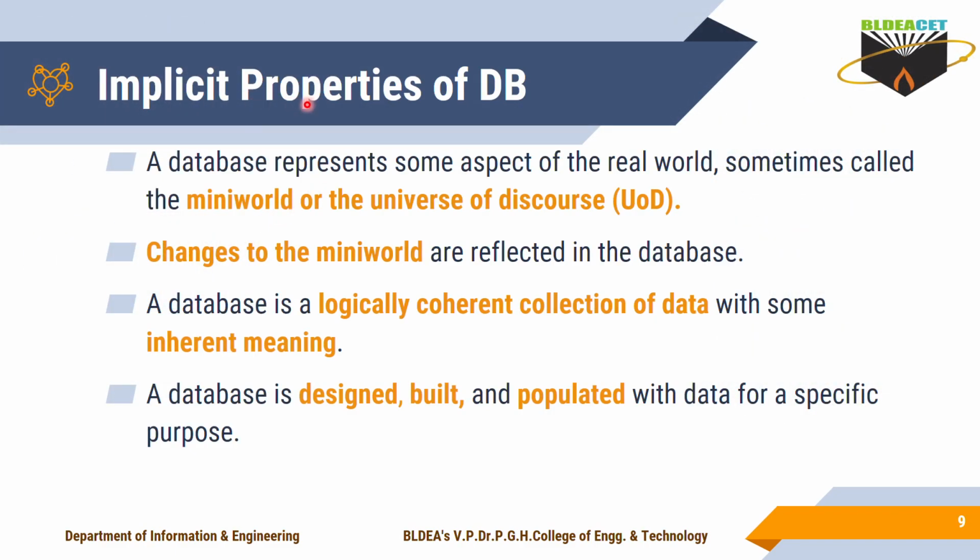So some of the implicit properties of the database. A database represents some aspect of the real world, which you can call a mini world or the universe of discourse. Next, changes to the mini world are reflected in the database. So what is a database? It is a container or a disk that contains the real world aspects. Any changes you make must be reflected in the database. And a database is a logically coherent collection of data with some inherent meaning.